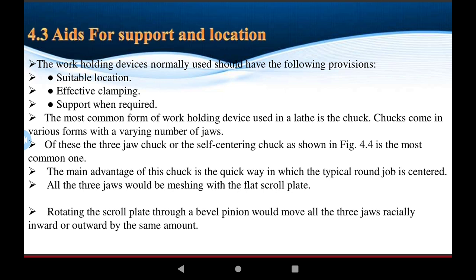The bed of the machine is made of cast iron, and other elements are made of different materials. The most common form of work holding devices are made of different materials, such as clamps, jigs and fixtures.